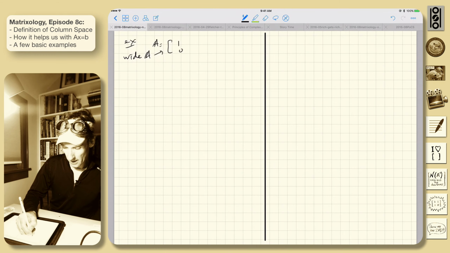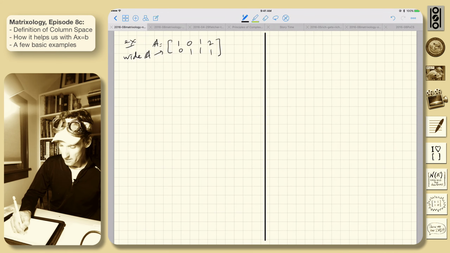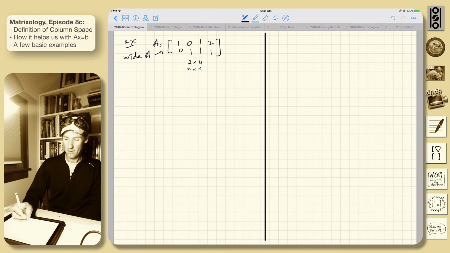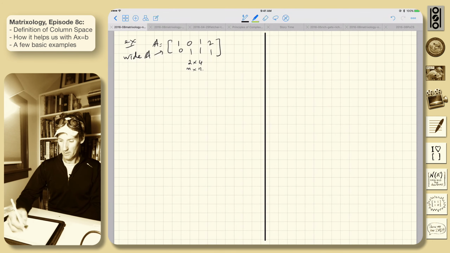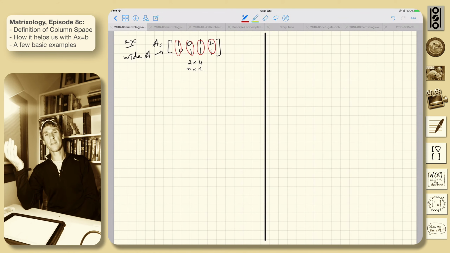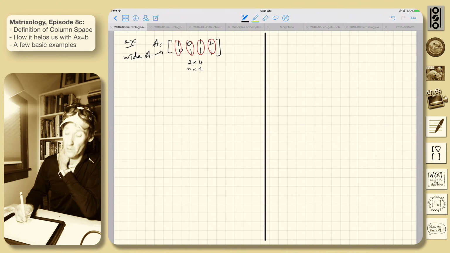And let's say we just have 1, 0, 0, 1, 1, 1, 2, 1. Right, so this is a 2 by 4, M by N. So we think about the columns of this thing. Now we've got 4 vectors in 2 dimensions. Now that doesn't mean it's going to work.